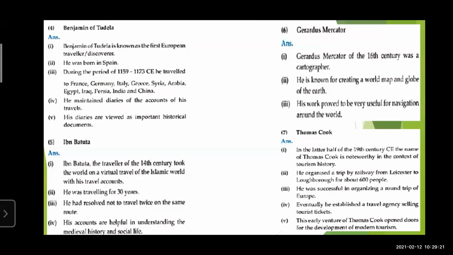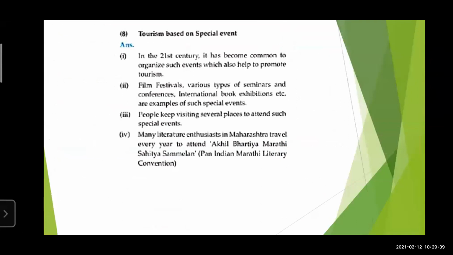He was successful in organizing a round trip of Europe. Then eventually he established a travel agency selling tourist tickets. And the fifth point, this early venture of Thomas Cook opened doors for the development of modern tourism. So these are the necessary points you have to cover in these short notes.